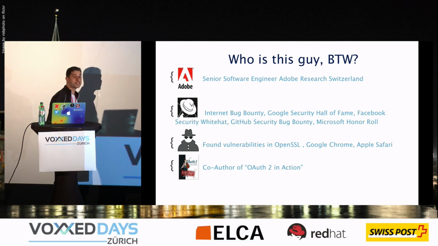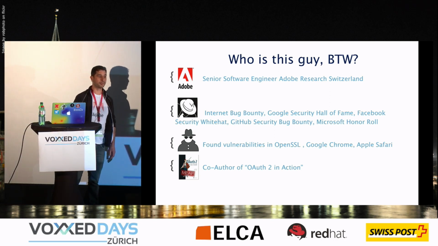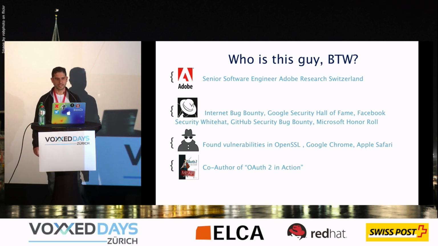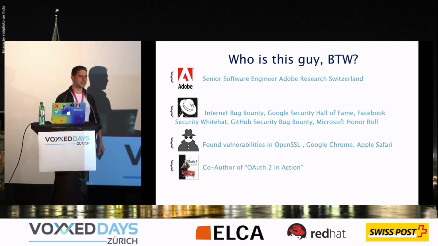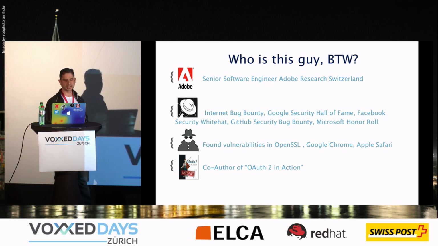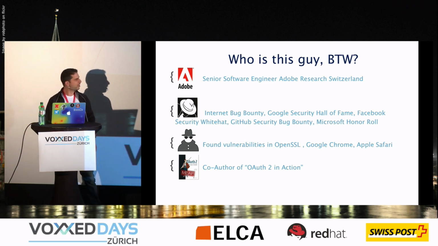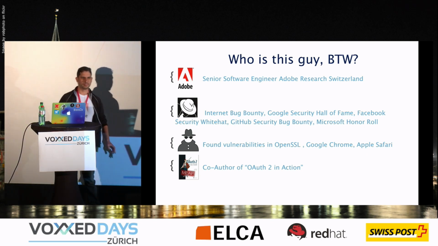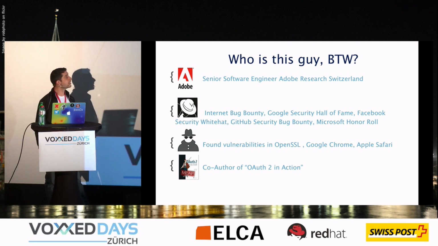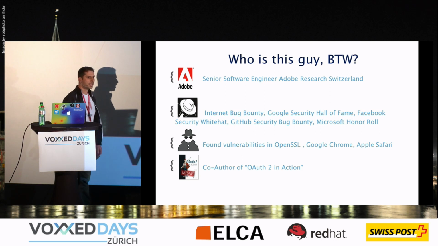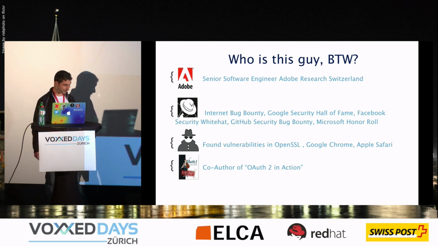I'm Antonio Sanso. I'm a senior software engineer and security researcher working for Adobe in Basel. I like to break stuff, so you can find me listed in some security halls of fame like Google, Facebook, GitHub, Microsoft, PayPal, and many others. I also found vulnerabilities in common software like OpenSSL, Google Chrome, and Apple Safari. We're going to see one of these today.